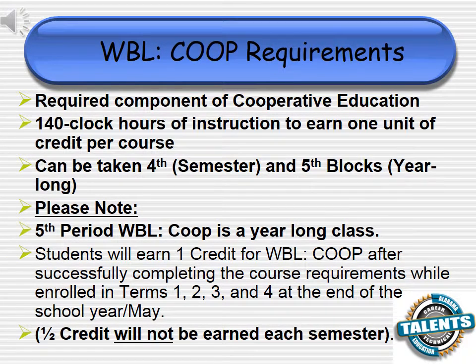Now we're going to look at co-op requirements. Some of the requirements are 140 clock hours of instruction, as mentioned earlier, to earn 1 unit of credit per course. The course can be taken fourth and fifth block, and the fifth block is year long. So please note that if you take it during the fifth period, it is a year-long class, and students will earn 1 credit for that work-based learning cooperative education course after successfully completing the course requirements while enrolled in terms 1, 2, 3, and 4.